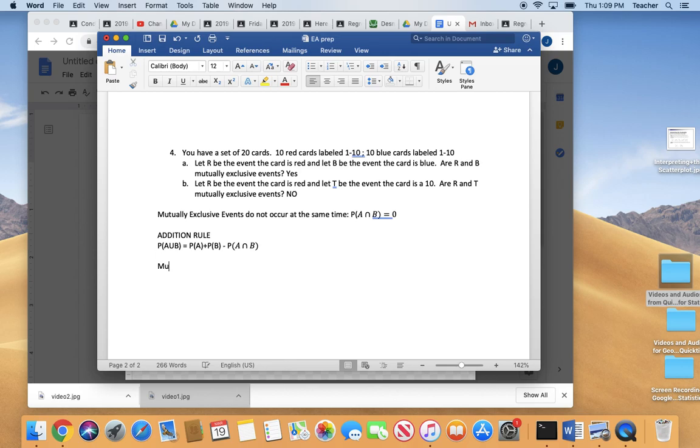If they are mutually exclusive events, that means they cannot occur at the same time, and so there's a special addition rule for that because the probability of A and B will be 0. So if and only if they're mutually exclusive, the probability of A or B would just be equal to the probability of A plus the probability of B, because the probability of both happening at the same time is 0.